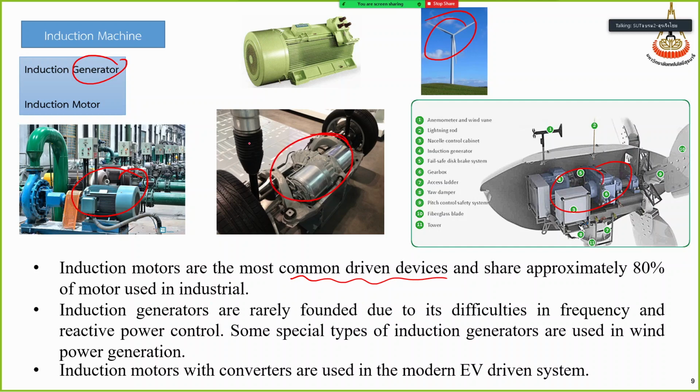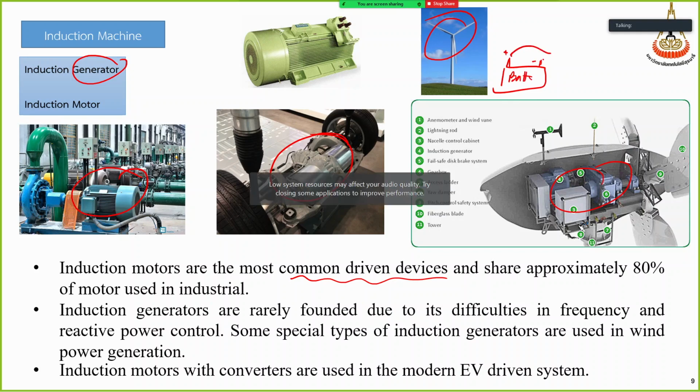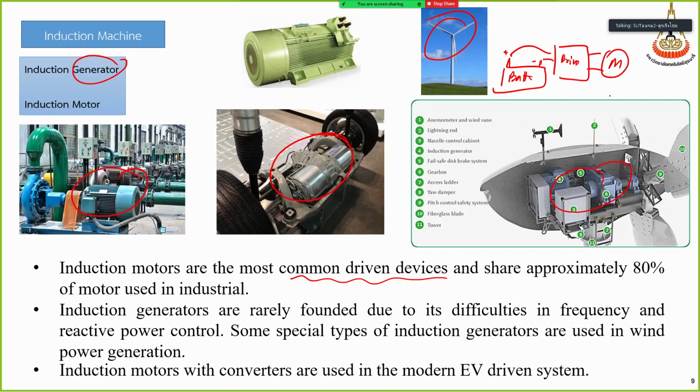In an EV, an electric vehicle, nowadays we use an induction motor. We have DC from the battery, and it connects to some motor drive that drives the motor, which is an induction motor, which is AC. This is AC, this is DC.